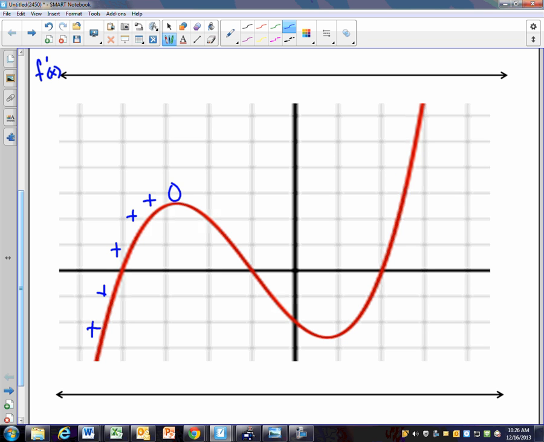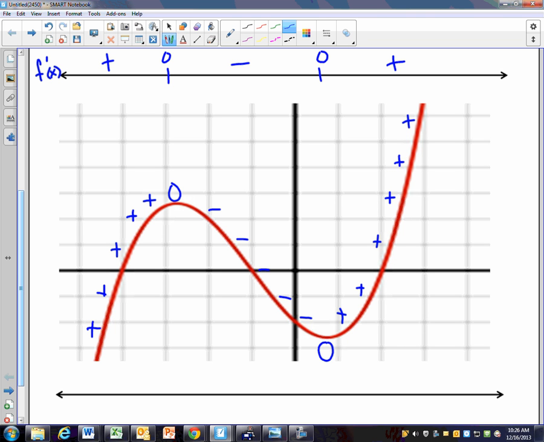Okay? And so I can mark that spot, right here. The derivative is 0. It's positive before that. What happens after that? So I can put that spot up here, I'll mark it. It's negative in between. And then after that? Okay.